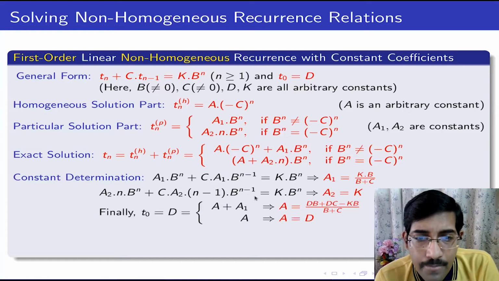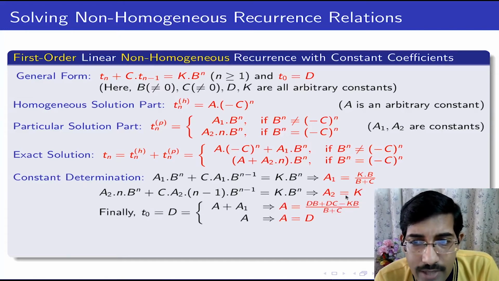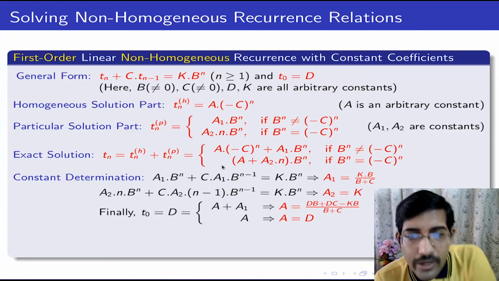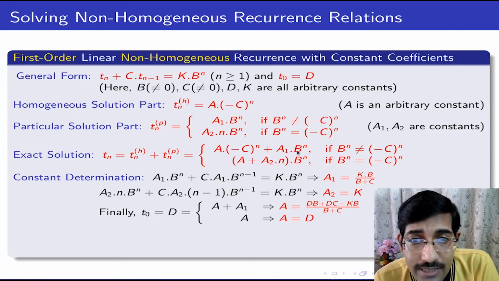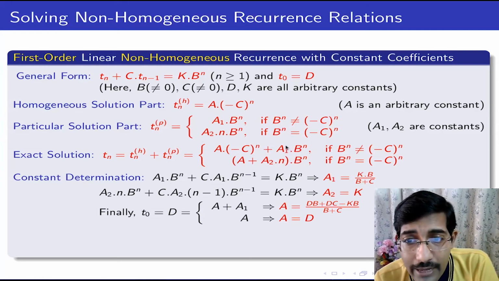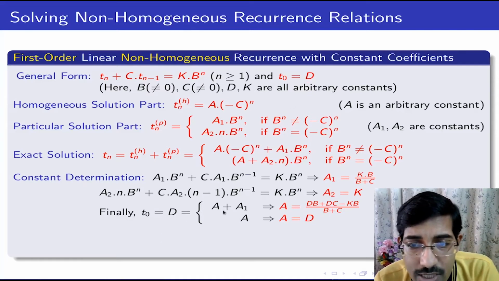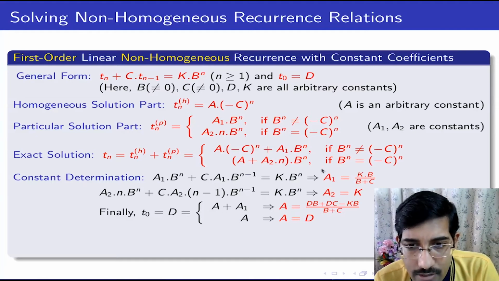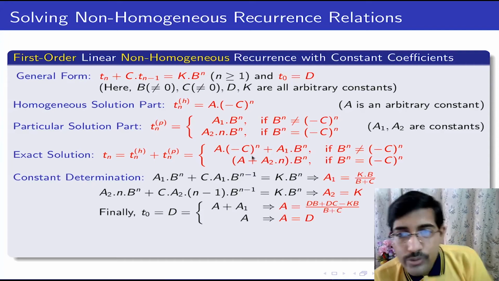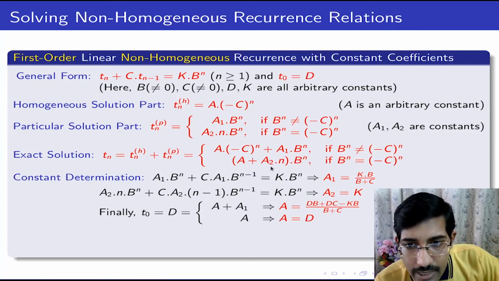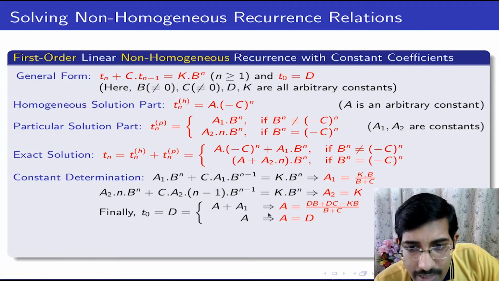So finally, if we put this a1 and a2 in this form and try to solve for a, which is our homogeneous constant, then my Tnh plus Tnp is this one for the first case, where a1 is this one and T0 is d. So I put d here, so d equals a0 plus a1, because n equal to 0 means it is a plus a1. So a equals d minus a1, which will be this. And for the second case, if I put n equal to 0 in the final solution here, it will be a equal to d.